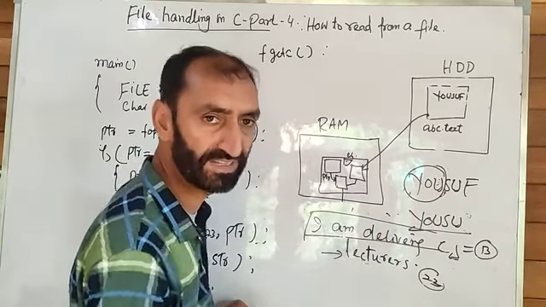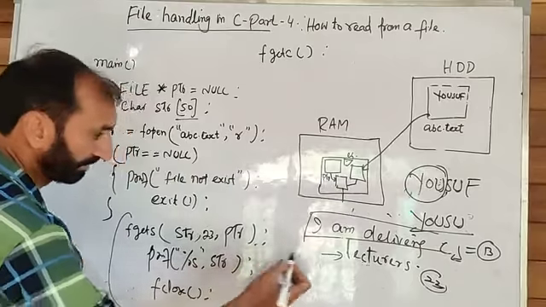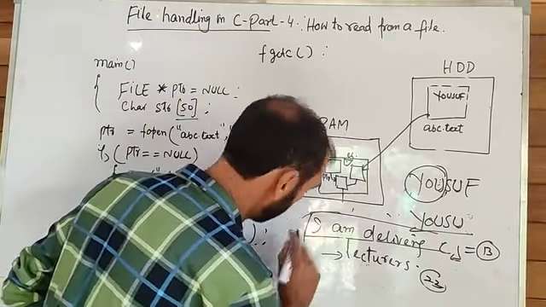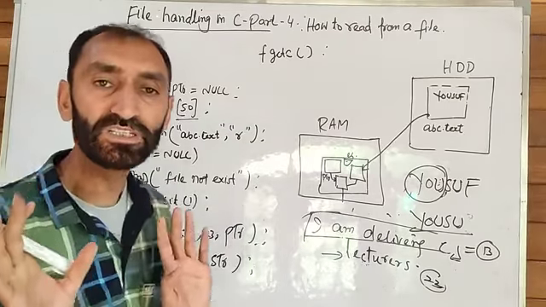Okay. So only "I am delivering C" will get printed by these instructions on my output screen.